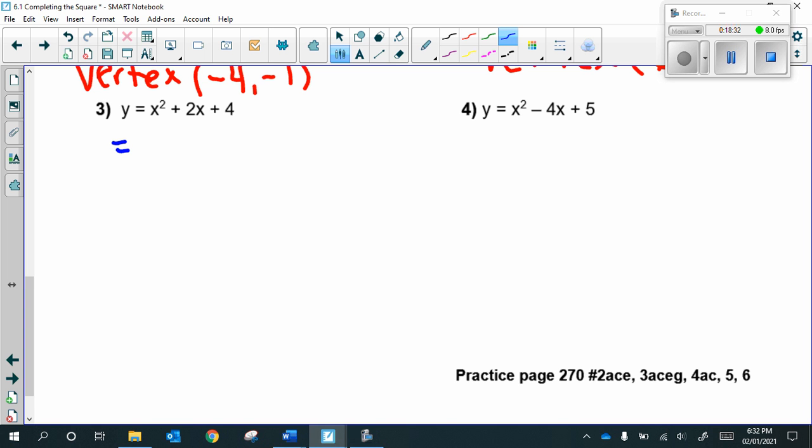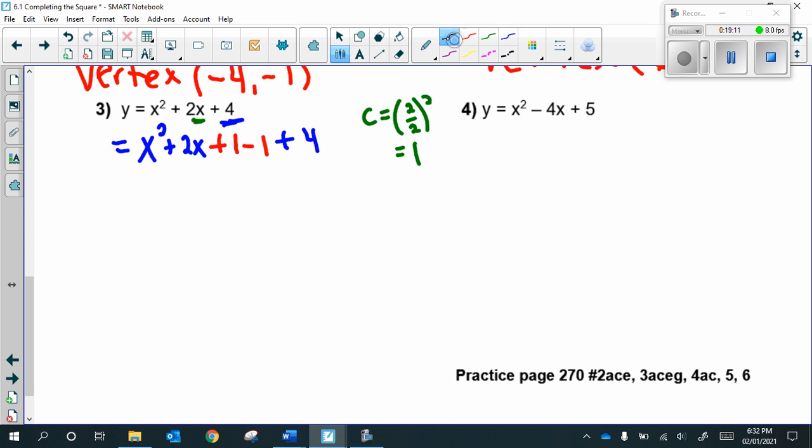I'm going to write down the first two terms, x squared plus 2x. I need to figure out what that third term is going to be so that I have a perfect square. So I'm going to find the magic number. Magic number, you always take the b value, divide it by 2, and square it. 2 divided by 2 is 1. 1 squared is 1. So I'm going to have to add 1 to create my perfect square, but because I added 1, I got to subtract 1 as well. And then don't forget your last term, plus 4. If you make any errors here, it's going to be that you're going to forget this 4 last term here.